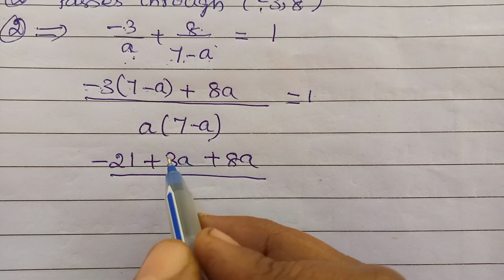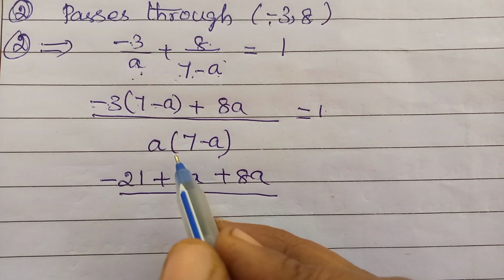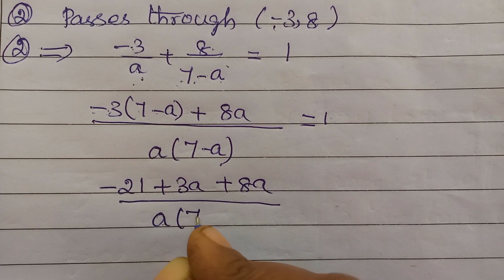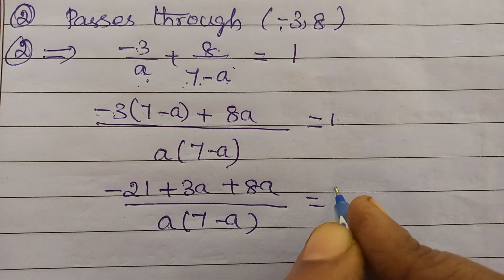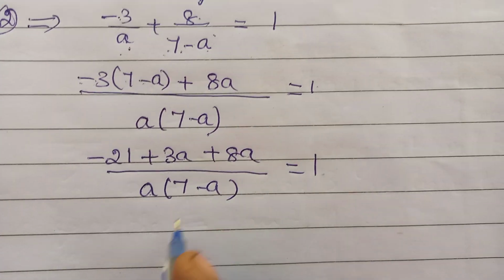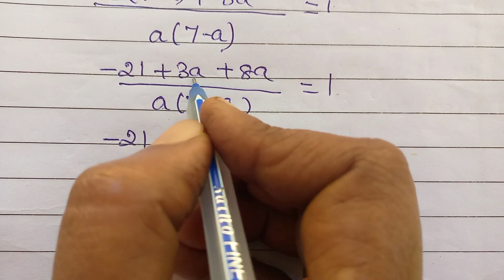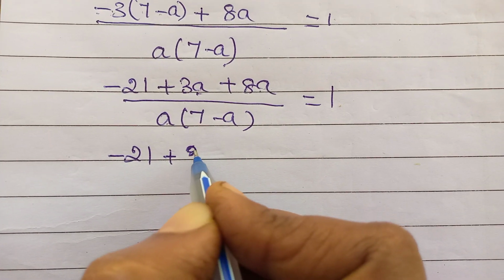let's multiply here as it is, a into 7 minus a is equal to 1. Let's cross multiply. So minus 21 plus 3a, let's add it, 3a plus 8a we get 11a.